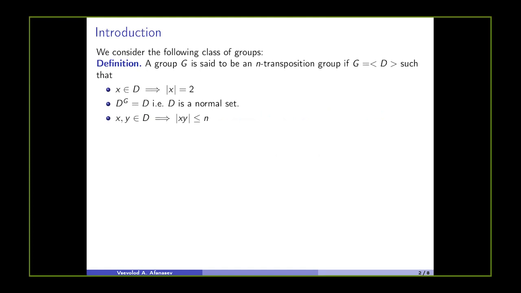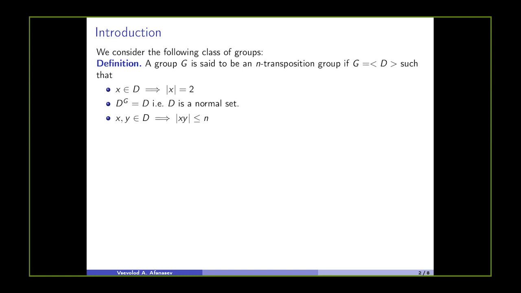So we will be considering the following class of groups, which are named n-transposition groups. Simply put, a group is an n-transposition group if it is generated by a set, which we denote D, that consists of involutions, or elements of order 2. Secondly, it needs to be normal, that is, it should be closed under conjugation by the whole group G. And last but not least, the order of the product of any two elements of D doesn't exceed n. So from here, the n in n-transposition comes up.